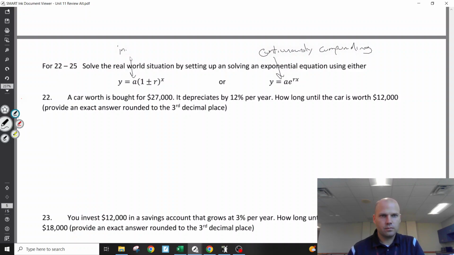Initial, rate as a decimal, time, final.